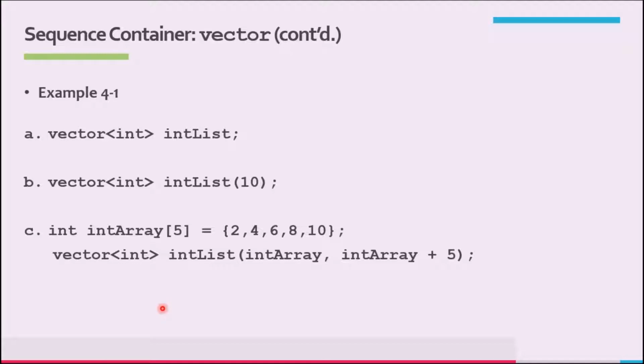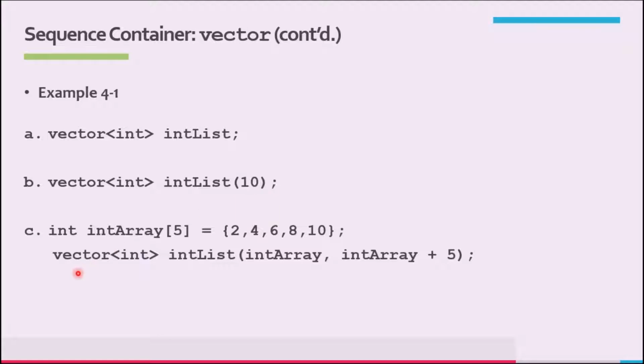Now the following statement declares intList to be an empty vector container, and the element type is integer. So you've got vector<int> intList. The second statement declares intList to be a vector container of size 10, and the element type is integer. So the elements of intList are initialized to 0. Okay? So something like vector<int> intList(10).